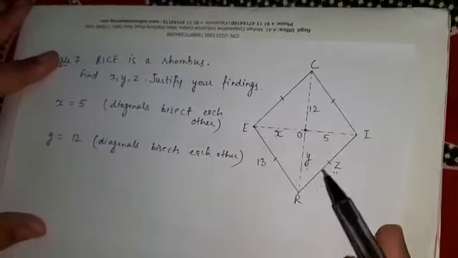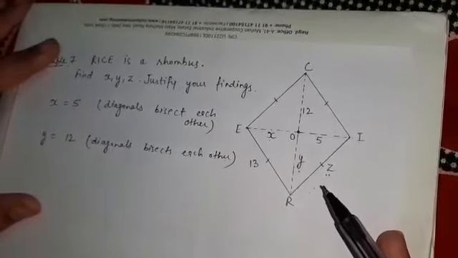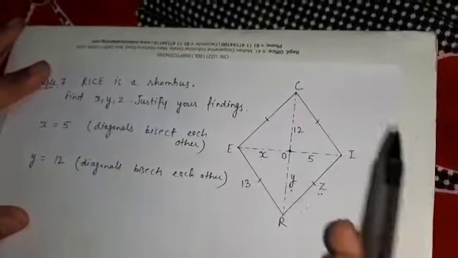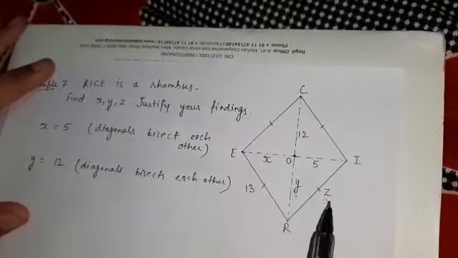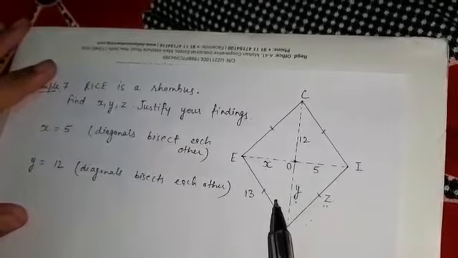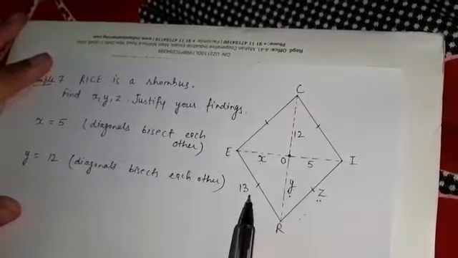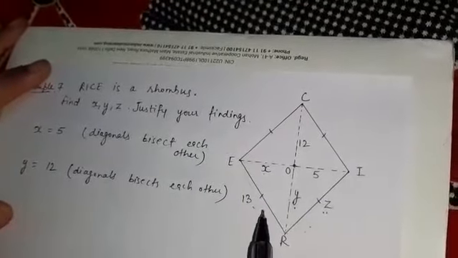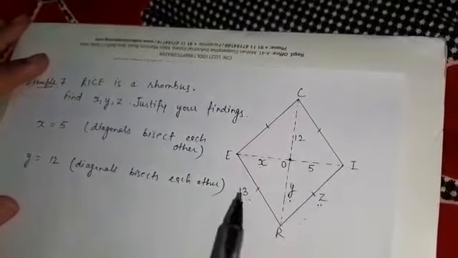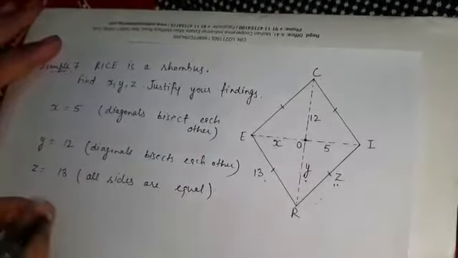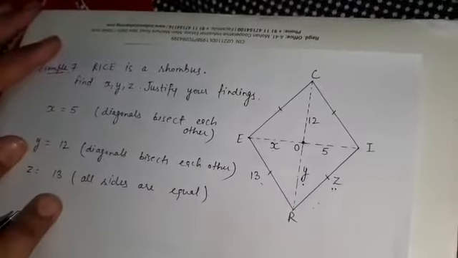Now third, z. z is a side of the rhombus, and the property of sides of a rhombus is that all the sides are equal. Also, all the sides have the same mark here, which shows that all the sides have equal measure. One of the sides is marked 13. If this side is 13, then all the sides are equal to 13. So z is equal to 13, and the reason is all sides are equal. So x is 5, y is 12 and z is 13.